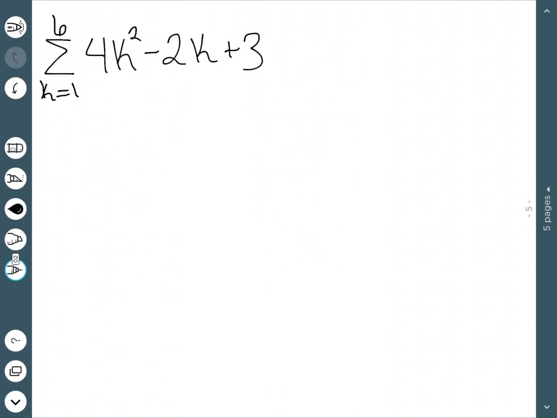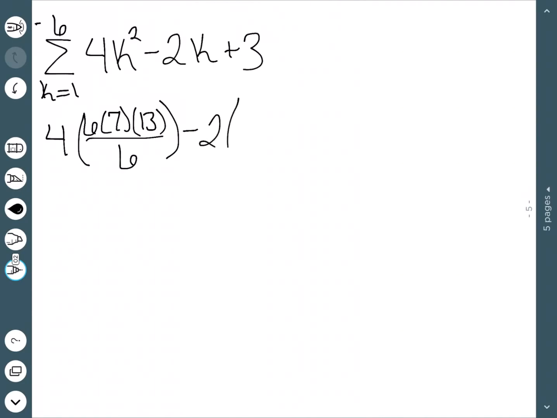I have the summation from 1 to 6 of 4k squared minus 2k plus 3. Well, we're going to start with the k squared. The formula for k squared says n, which in this case is 6, times n plus 1, 7, times 2n plus 1, which is going to be 13, all over 6. We then have negative 2 times k, and the formula for k says n times n plus 1 over 2. And then when we just add a constant, we do 3 times n, which in this case is 6.